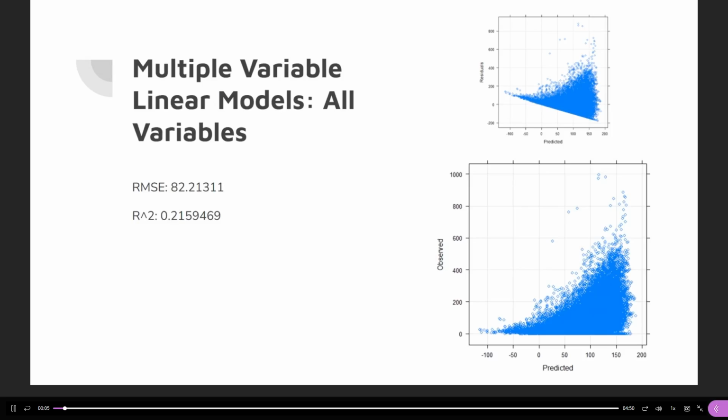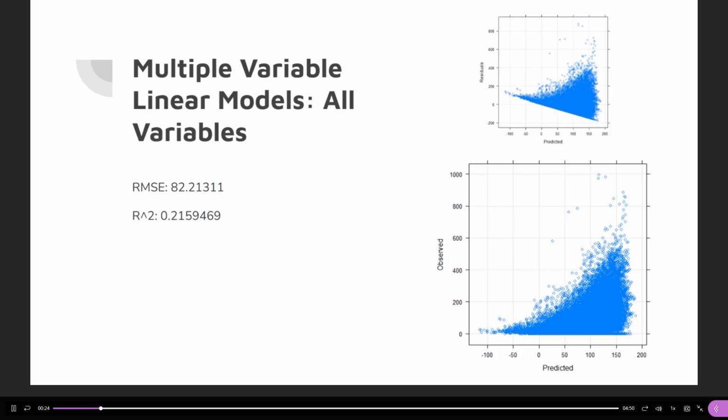Hello, my name is Delaney Taubenberger, and I will be speaking on linear regression models. There were three types of linear models tried in this project: multivariable linear regression with all predictors, with a subset of predictors that are not highly correlated, and a robust linear model.